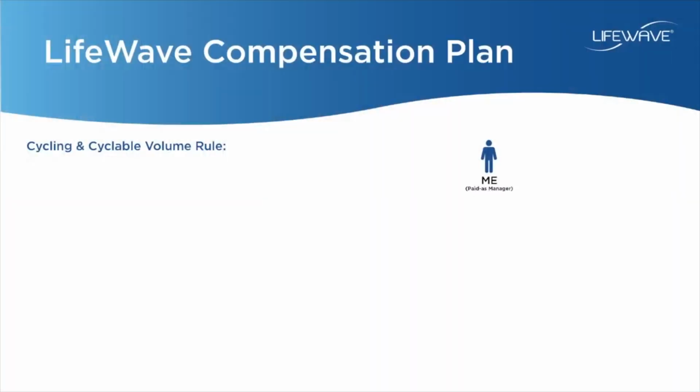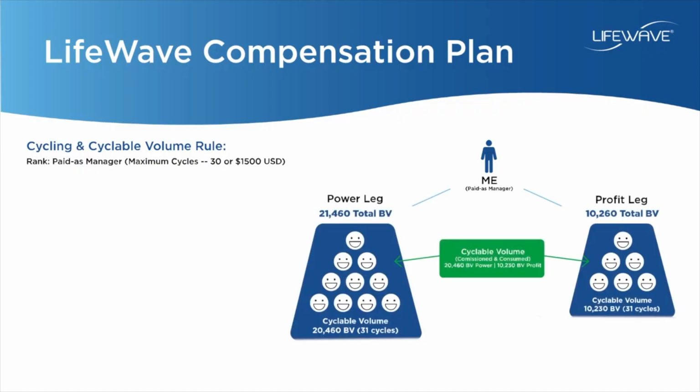In this particular example, this member is a paid as manager, which means they can cycle up to a maximum of 30 times a week or $1,500. Now you can see they have enough cyclable volume here to cycle 31 times. That's 1 cycle above what's allowed at their paid as manager rank. At the end of the week, all of those cycles, all 31 cycles, will be processed and consumed.